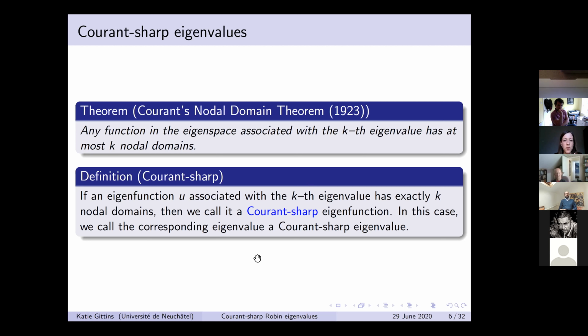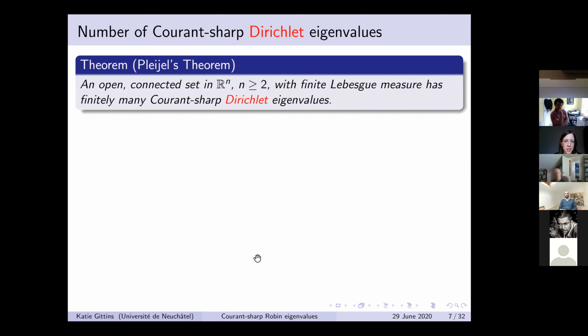Okay. So we're interested in how many there are, coming back to my main question, and there is the very classic result of Pleijel, which tells us that there are finitely many Courant-sharp Dirichlet eigenvalues. It was first shown by Pleijel in 1956 for domains with sufficiently regular boundary in the plane, and then there have been later generalizations, also to Riemannian settings by Bérard and Meyer and others. Here we take the domain with finite measure, since that's what we need for a discrete spectrum in the Dirichlet case.